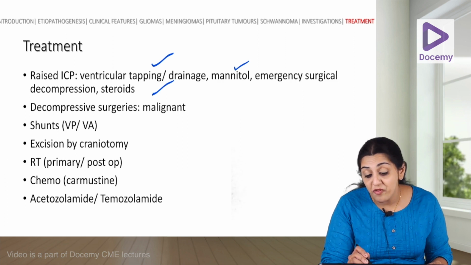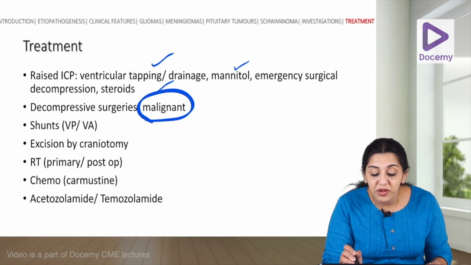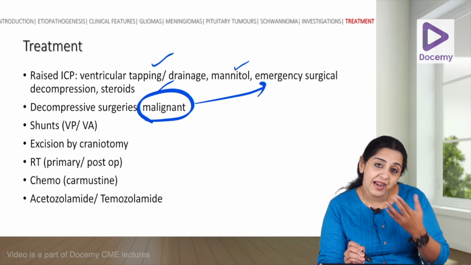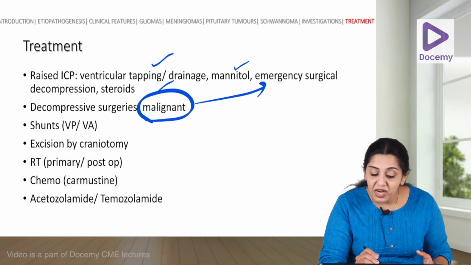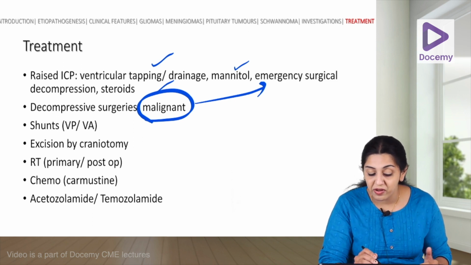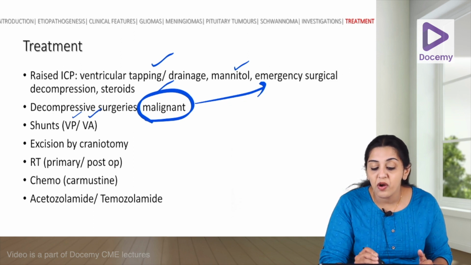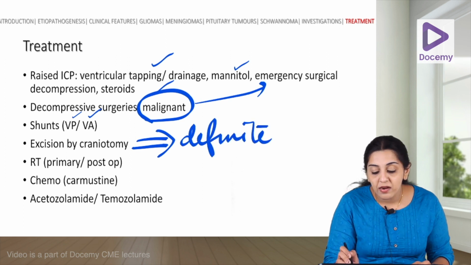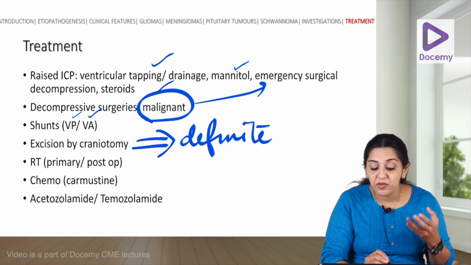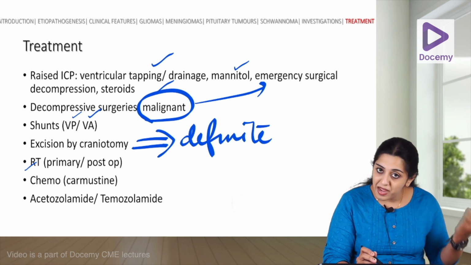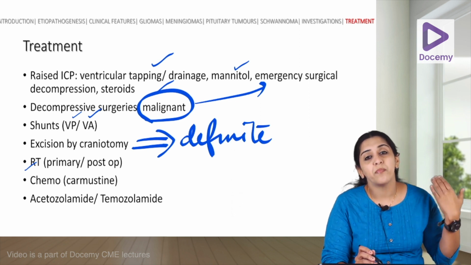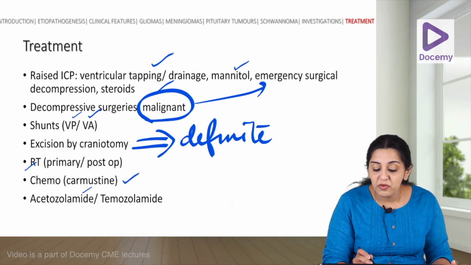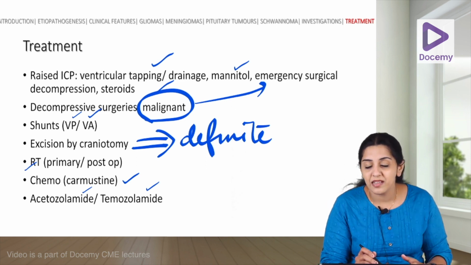Decompressive surgeries may be done for malignant tumors. Here you are doing only decompressive procedures, but decompressive surgeries may be resorted to anyway because it is a malignant tumor. Shunts may be done for hydrocephalus, if there is hydrocephalus, like the VP shunt, ventriculoperitoneal or ventriculoatrial shunt. Again, excision by craniotomy, the final definitive surgery. Sometimes surgery will not be sufficient, so you have to do a radiotherapy, either primarily to downstage the lesion or post-operatively. Chemotherapy, the agent used is carmustine. Other than that, we have to use acetazolamide or temozolomide for decreasing the ICP.